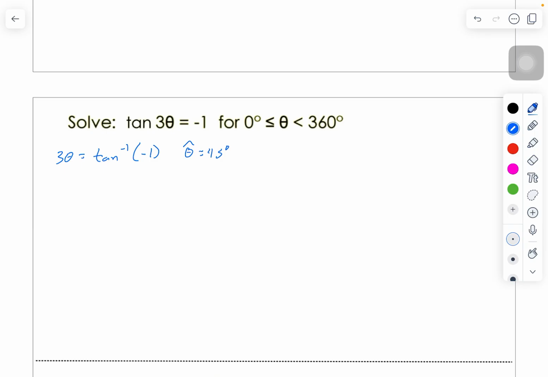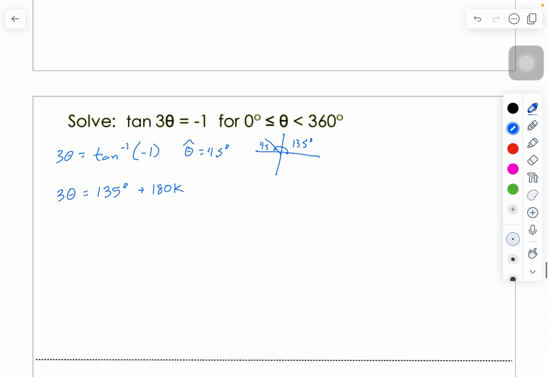All Students Take Calc. So one of my possible angles is going to be, here, maybe I'll draw it real quick. Reference angle 45, so here's my 135 degrees. So really what I'm dealing with is that 3 theta is equal to 135 degrees. Now, because it is tangent, I'm going to add 180k, where again, k is the number of periods. Here's the extra spot that's new from before.